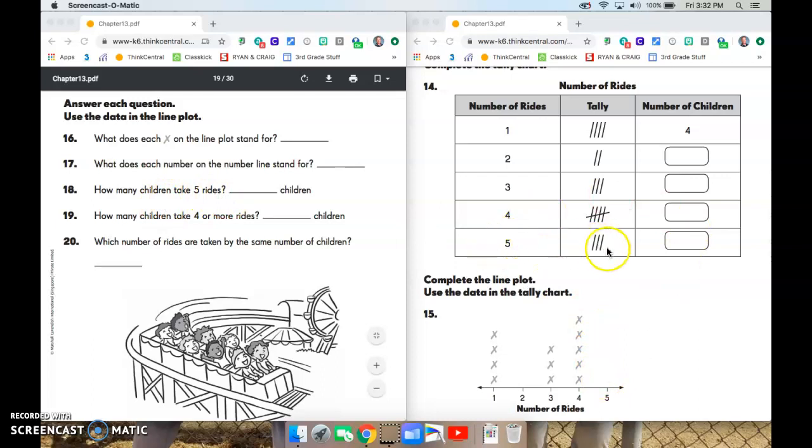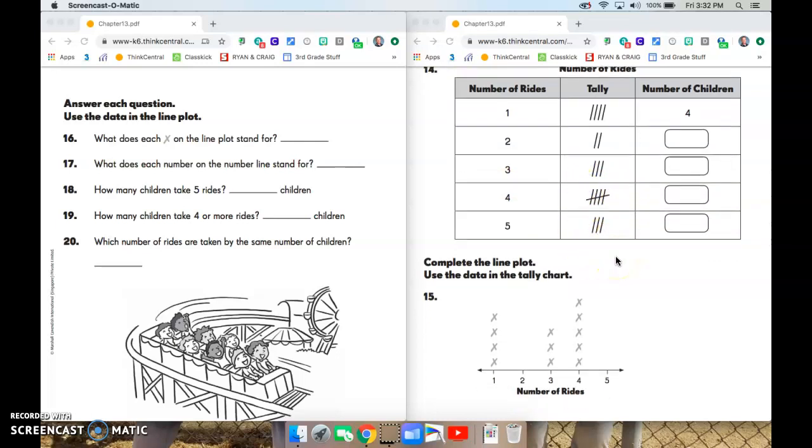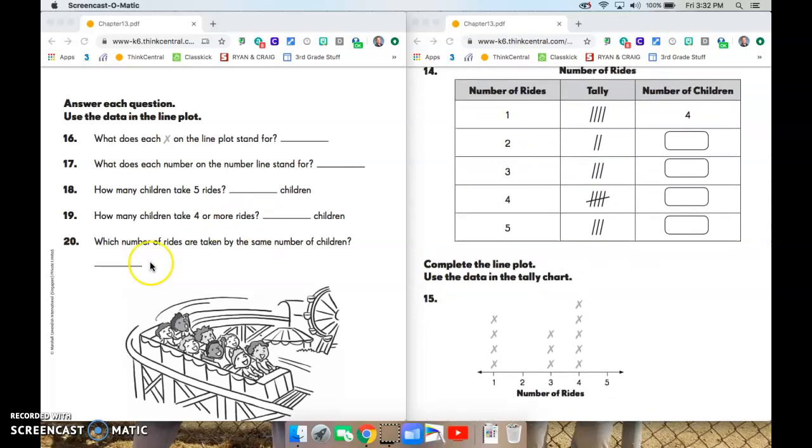So we got to look back up at 3. How many children take 4 or more rides? Well, there's 5 children that take 4 rides, and there's 3 that take 5. So 4 or more would be 5, 6, 7, 8. And the last one, which number of rides are taken by the same number of children? I see 3 children on 3, and I see 3 on 5.